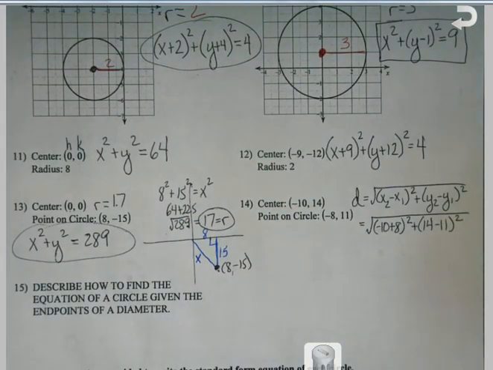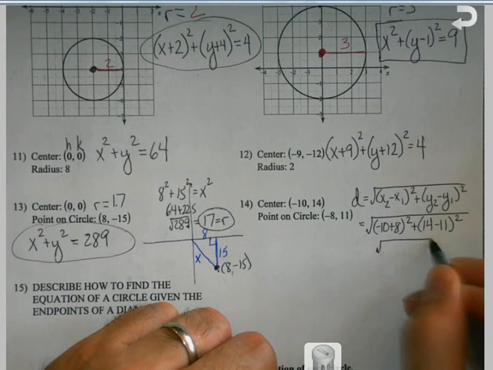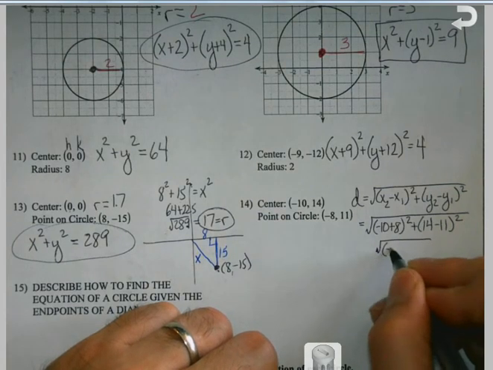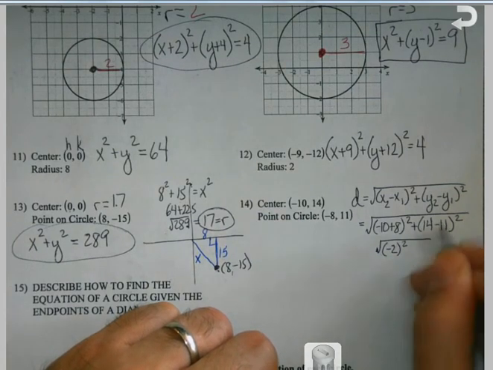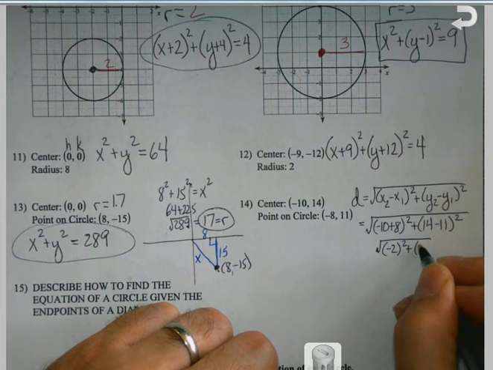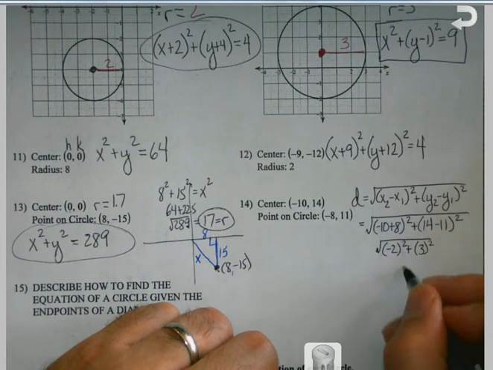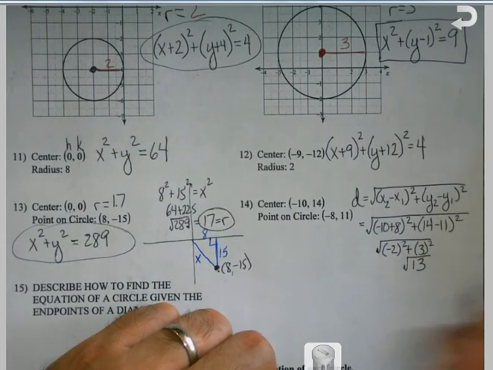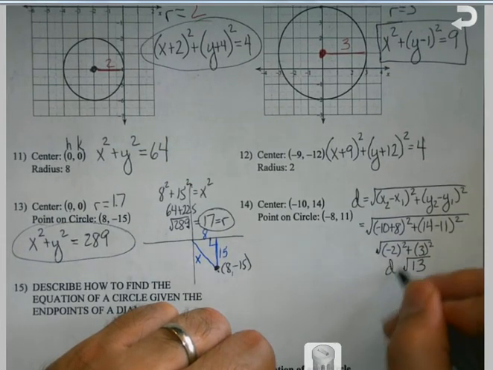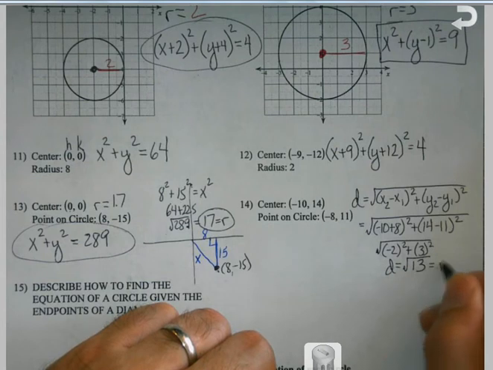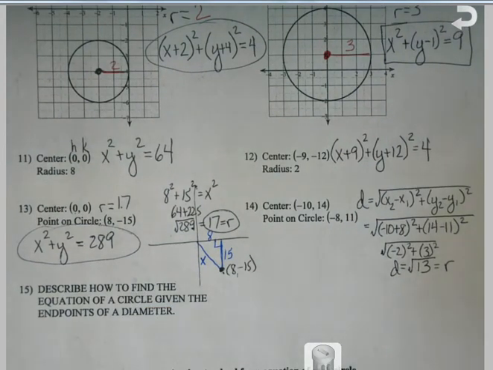And once I get this value, so I've got -2 squared and 3 squared. You're like, Harty, that's like the square root of 13. Yes. You're like, I can have a square root be my radius? Yes. Okay? You're not always going to have a radius that comes out whole. It can be a decimal or a fraction.